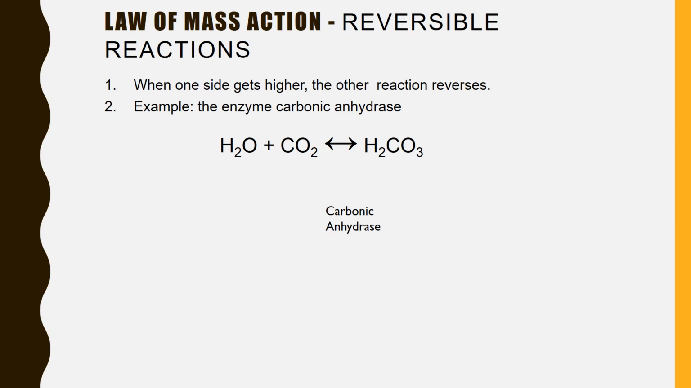Sometimes a single enzyme can drive a reaction in two directions, and this depends on the concentration of substrate or the product, interchangeable. This is what's termed the law of mass action, which has to do with reversible reactions. So when one side gets higher, the other reaction reverses. So if we have, say, an increase in carbon dioxide, then we'll also have an increase in carbonic acid, and for this example, that's going to be increased by the enzyme carbonic anhydrase. However, at some point, there will be saturation of the substrate and it will not affect the rate of the reaction.